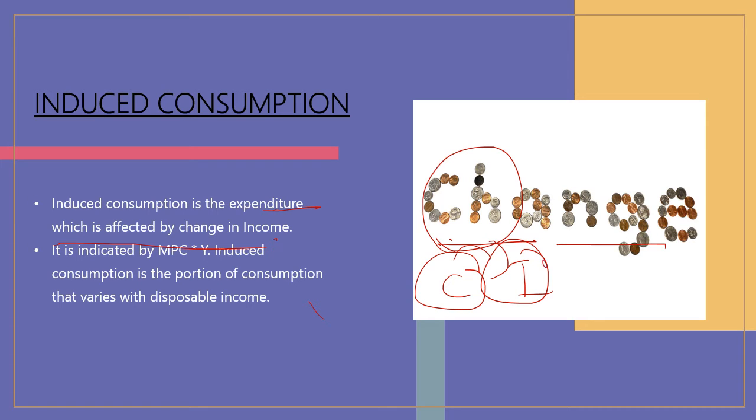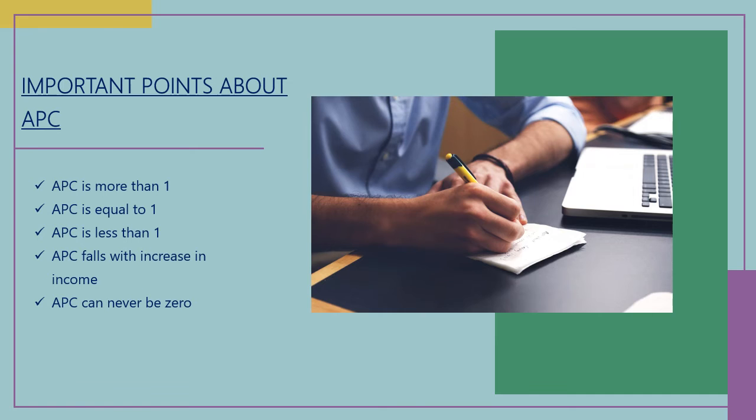Okay. It is indicated by MPC into Y. Okay. Income எவ்வளவோ அதுக்கேற்ற மாதிரி தான் உங்களோட consumption இருக்கும். Okay. That is called as induced consumption. But this is the important points about APC actually. And induced consumption முடிஞ்சிருச்சு. autonomous நான் already சொல்லியிருக்கேன். When your income is 0, you are consuming something, that is autonomous consumption. அதுவும் நான் சொல்லியிருக்கேன். So important points, அதாவது APC னா என்ன, MPC னா என்ன ஃபர்ஸ்ட் தெரியணும் உங்களுக்கு.